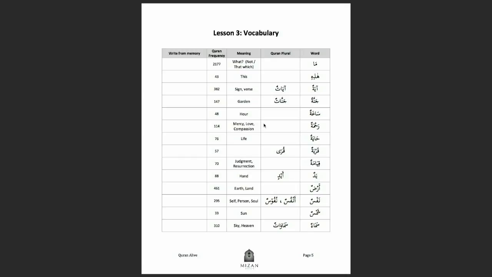Next one is Shamsun, means a sun. And the next one is Sama'un, which means sky or heavens. And the plural is Samawatun. Your job inshallah is to try to memorize this vocab, and the vocab from memory in the last column. If you want, inshallah try to write down the single and the plural.